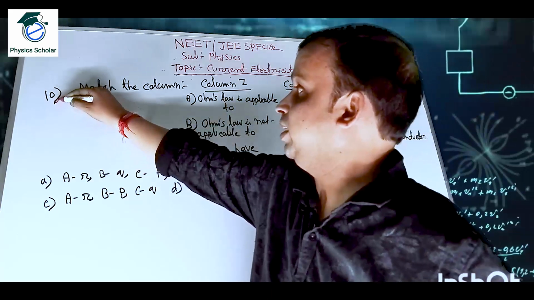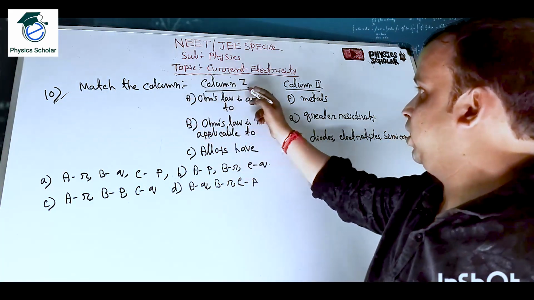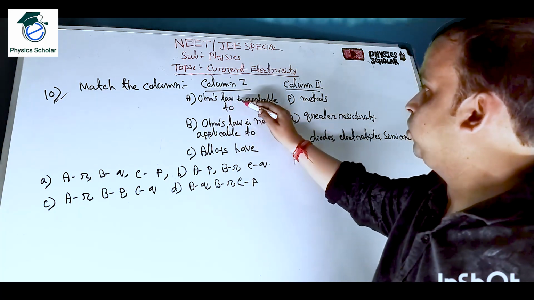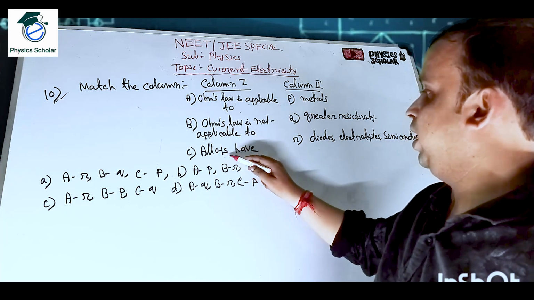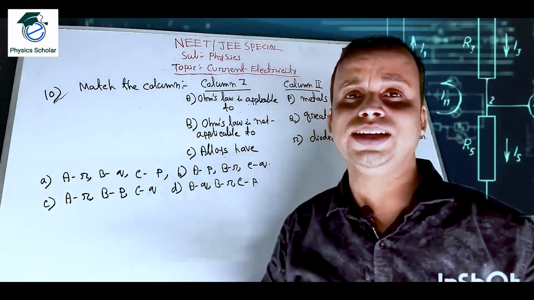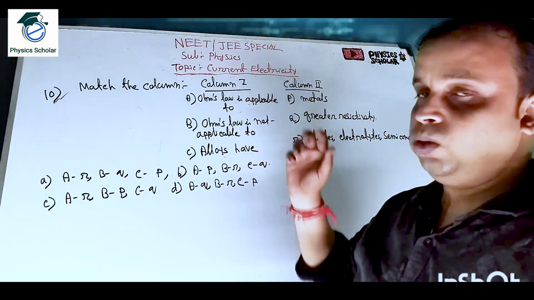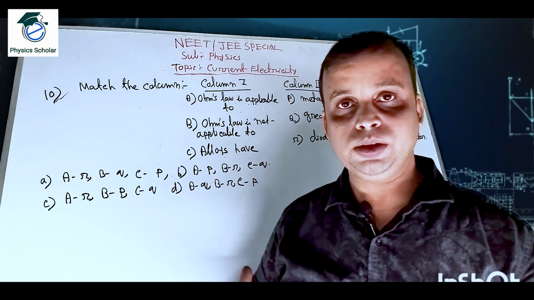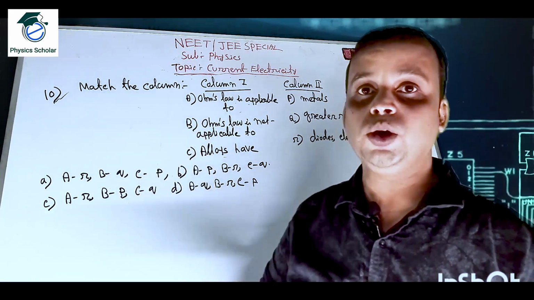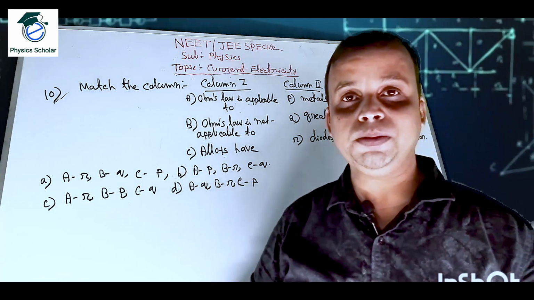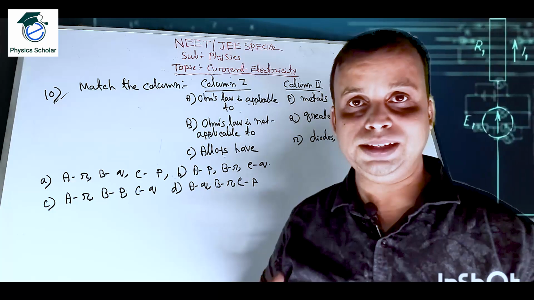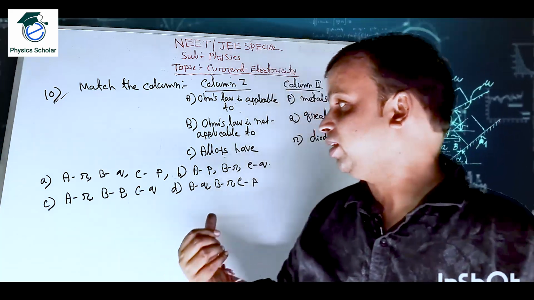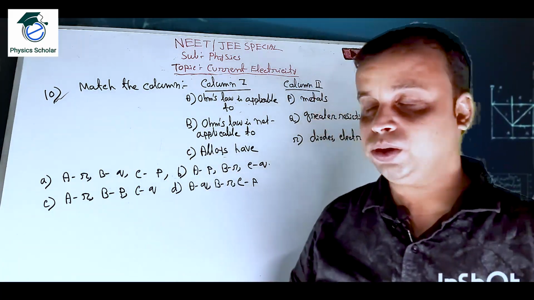Okay students, now it's a conceptual theoretical question. Match the column. Column A, column 1, column 2, whatever is given. Here: Ohm's law is applicable to, Ohm's law is not applicable to, and alloys have. Alloy means a mixture of metals and other materials. In the theory portions, Ohm's law is applicable for metals, that means the VI graph will obey Ohm's law. It is not applicable for semiconductor devices like diode and triode. For semiconductors it is not applicable. Clear? And alloys have high resistivity, or high resistance.